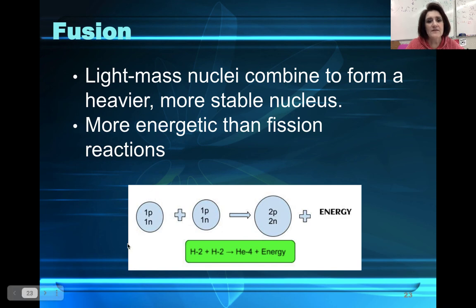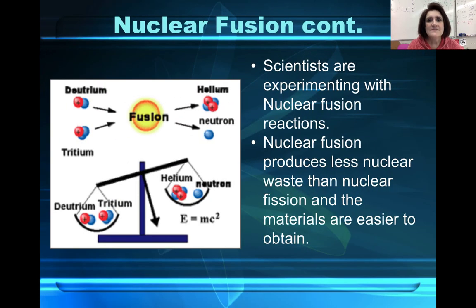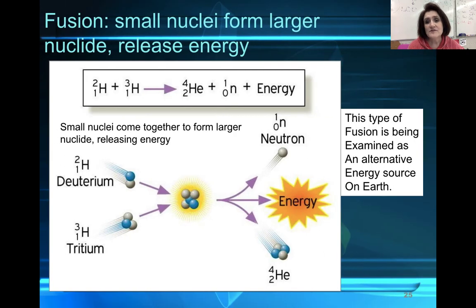So here we have hydrogen 2 plus hydrogen 2 makes helium 4 and a lot of energy. That's the reaction that takes place in our sun. Scientists are experimenting with nuclear fusion reactions here on Earth. They do produce less waste, and the materials are actually easier to obtain. The difficulty they're having in producing this is finding enough of the deuterium, H2, and tritium, H3.